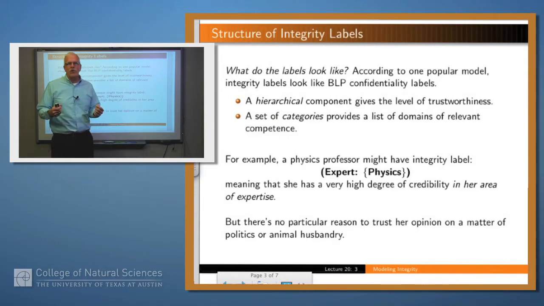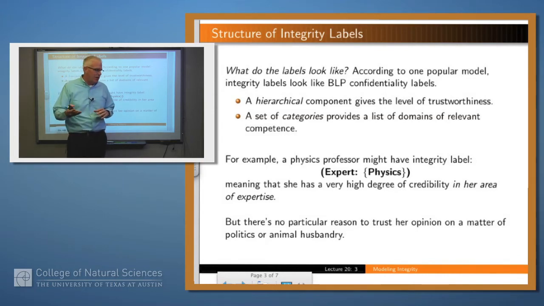So what should integrity labels look like? Well, we already have a particular mechanism in place for confidentiality labels, so why not borrow as much of that as we can? In particular, we're going to make our integrity labels look just like confidentiality labels. That is, they'll have a hierarchical component which gives us the absolute level of confidence that we place in this subject or object, and also a set of categories. In this case, notice they're not need-to-know categories. They're categories which tell us the domain of relative competence of the document, say, or the individual.